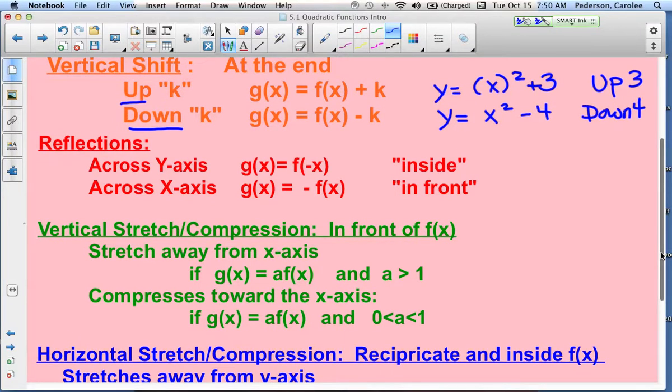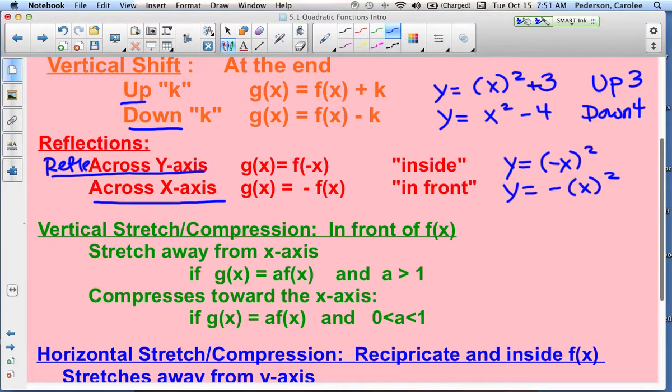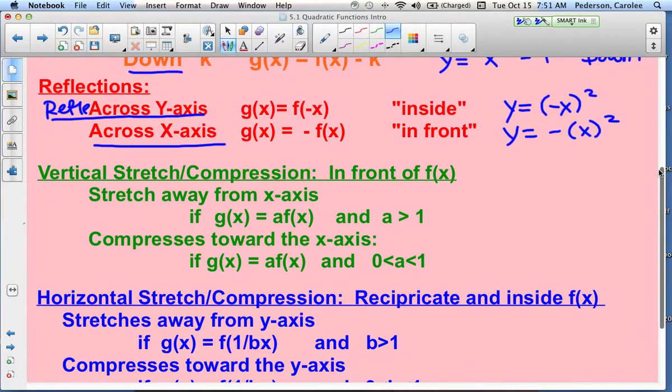Now we're talking the red transformations. Those are our reflections. There's a difference between the two. There's a reflect about the y-axis, reflect about the x-axis. If you have a function that looks like y equals negative x squared, it's going to reflect about the y-axis. If you have a function that looks like this, y equals negative in front of the function, it's going to reflect about the x-axis. So those would be the descriptions. Reflect about the y-axis, reflect about the x-axis.